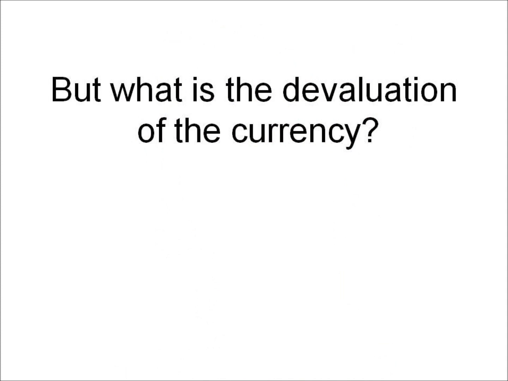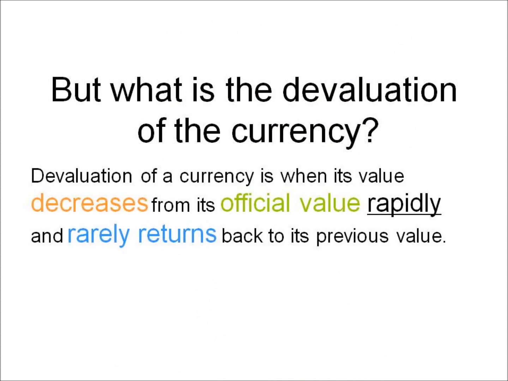But what does the devaluation of a currency mean? Well, devaluation of a currency is when its value decreases from its official value rapidly and rarely returns back to its previous value. So, in the case of China, the yuan is undervalued as it is constantly kept at a fixed rate that is very low.